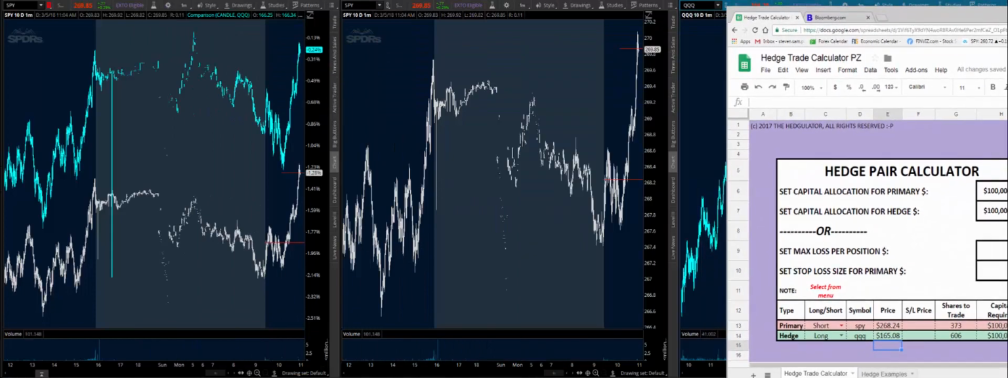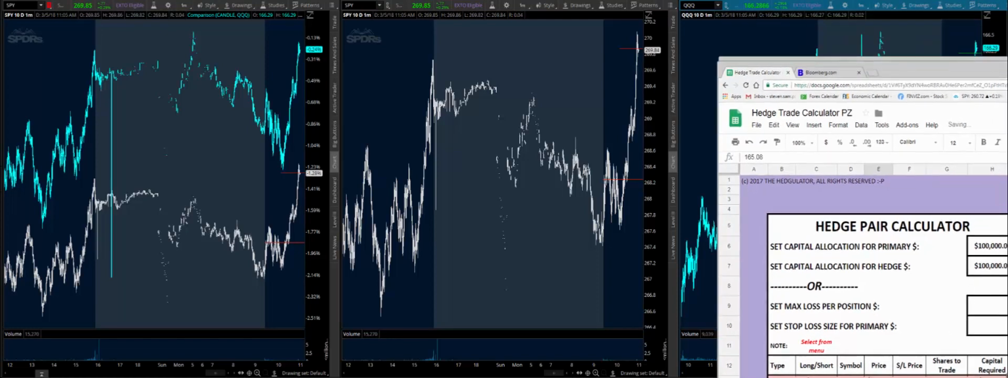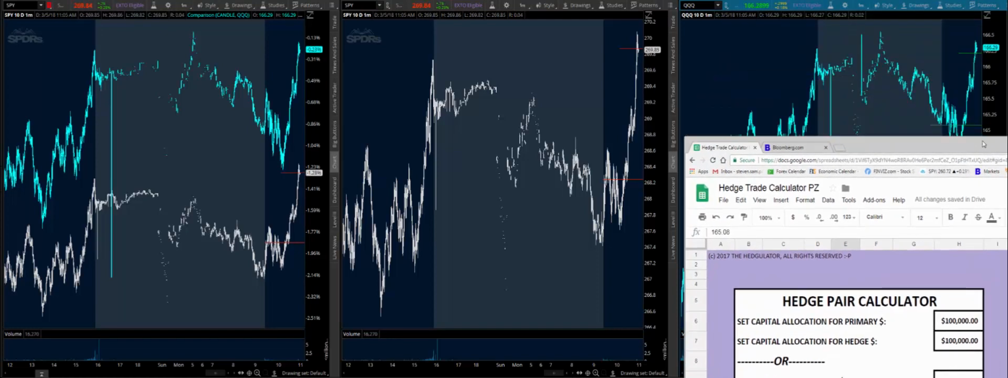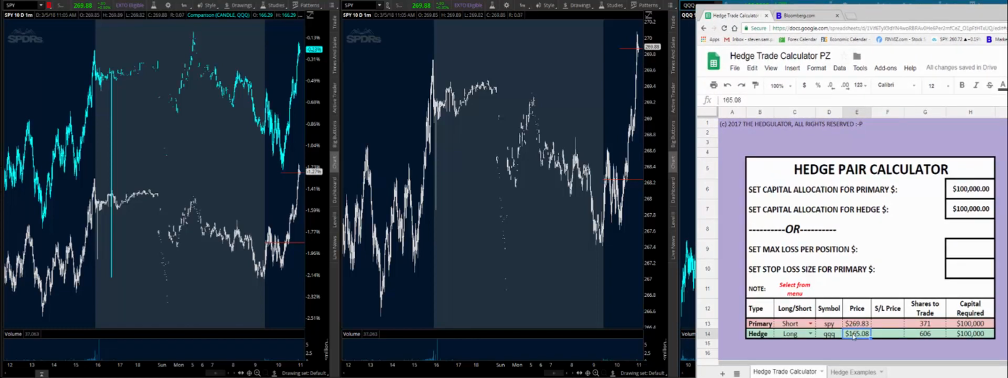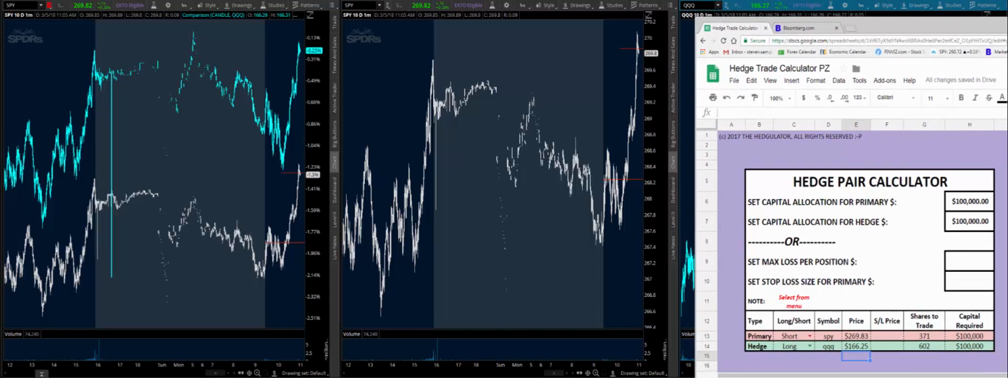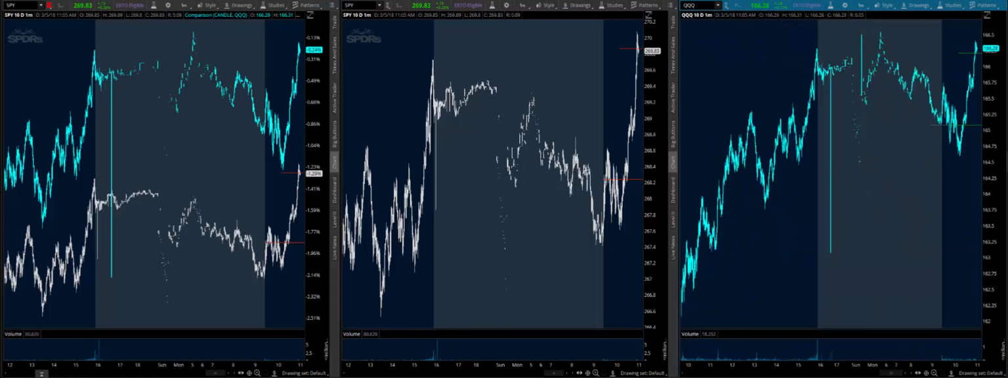So our short is going to be 269.83, and our long is going to be 166.25. And so now we're going to bring our totals up. Okay, so let's watch that. And this is what we have right now, and we now have 200,000 of each side.